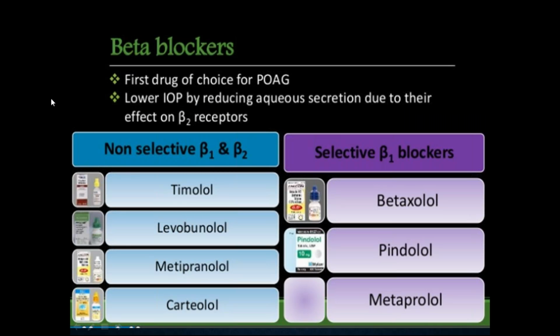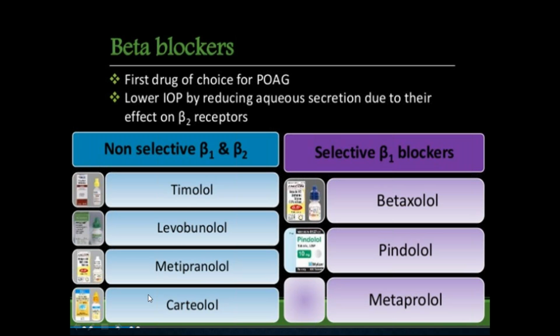Now coming to beta blockers, the first type in the classification. It is the first drug of choice in open angle glaucomas. It causes a reduction in aqueous secretion. I told you there are two ways, either reducing production or increasing drainage. So it reduces the production of aqueous from the ciliary body. It acts on beta 2 receptors, which leads to a decrease in aqueous production and further a decrease in the IOP.